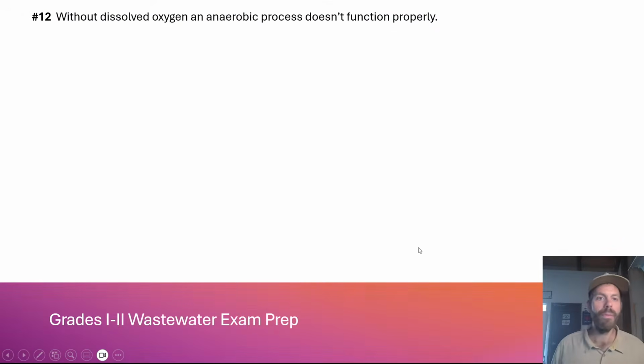True or false? Without dissolved oxygen, an anaerobic process doesn't function properly.